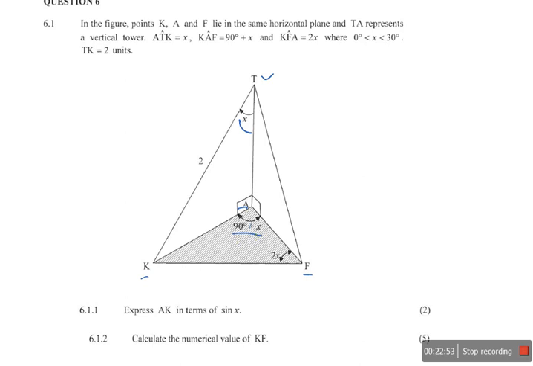Let's go about KFA, it's 2x, nangu siyambona la, where angle x ranges between 0 to 30 degrees. So what will TK be? That is equal to 2 units. So express AK in terms of ubani x, right?